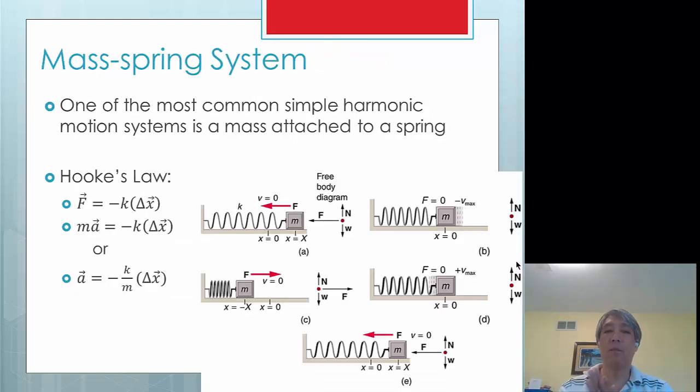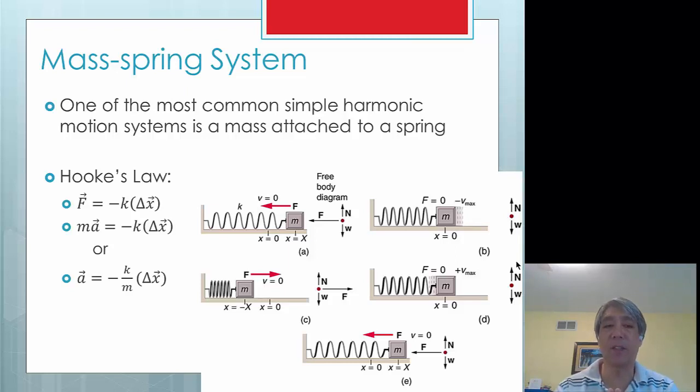One of the most common simple harmonic motion systems that we'll look at is a mass attached to a spring. In this case, my system is horizontal, but it doesn't have to be horizontal. It could just as well be vertical. Everything applies to a horizontal or a vertical system, or any other angle as long as I can ignore friction. And the reason that this is the most common system is because Hooke's law says that the force is going to equal minus k, which is the spring constant, times the displacement.